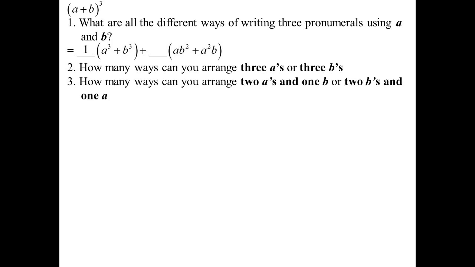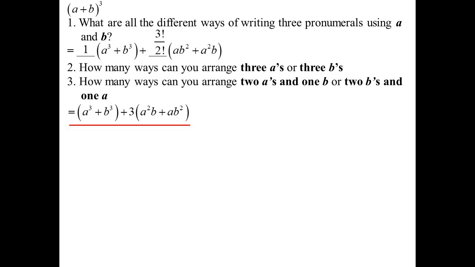How many ways could I arrange 2 A's and 1 B? Or if you prefer, 2 B's and 1 A. So 2 objects are the same and one's different. Well, that was 3 factorial, but then we divided by the repetitions, so divided by 2 factorial. So we get A cubed plus B cubed plus 3 lots of A squared B plus AB squared.